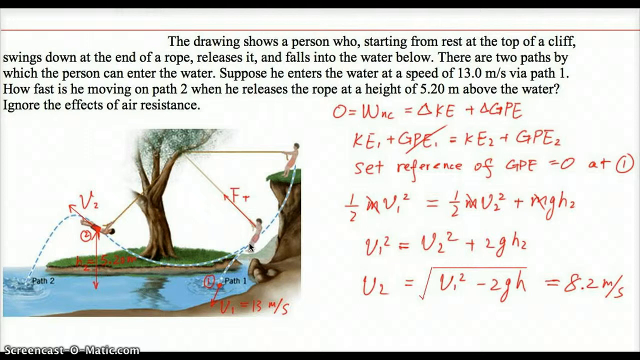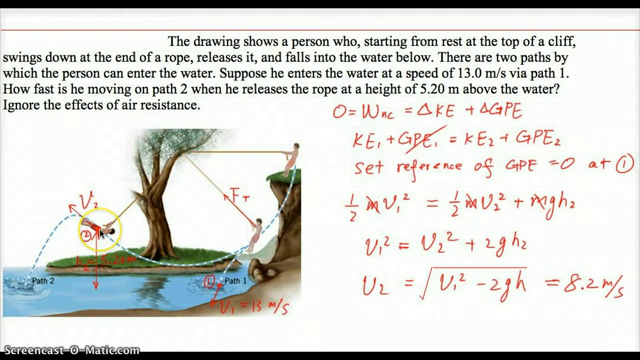So there's two different ways to do that. If the person releases the rope at this position, then he's going to fall into the water along path 1 and enter the water at this point. And then he's going to have a velocity, we call it v1, equals 30 meters per second. But if the person continues to follow path 2 and then releases the rope at point 2, then he's going to have this velocity v2.